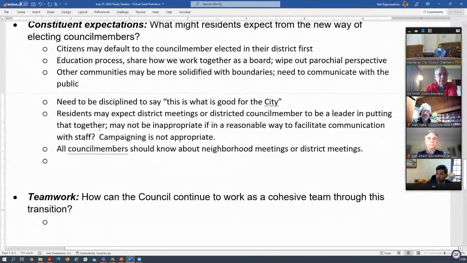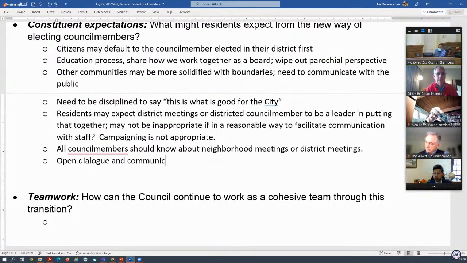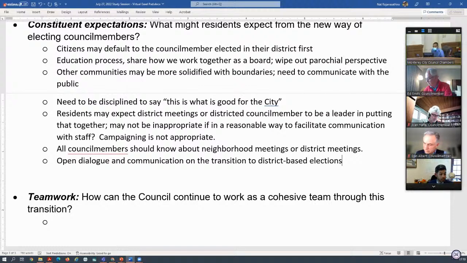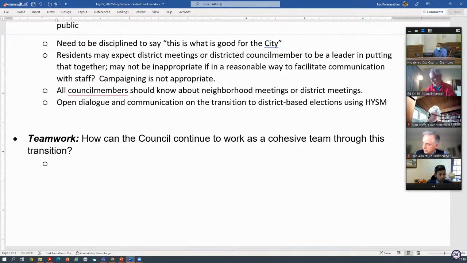So I think the question being what the expectation of our residents are, I think it's that open dialogue and communication around this transition to district-based elections, which I think the staff has done a really great job at creating that process and using Have Your Say Monterey. I can guarantee though that there's still some residents that will likely get their ballot in October in the mail and be surprised to see that they can't vote for two council members. So where are those additional opportunities to keep that open communication and dialogue? I'm not sure if there is. I'm just putting that out there to answer that question.